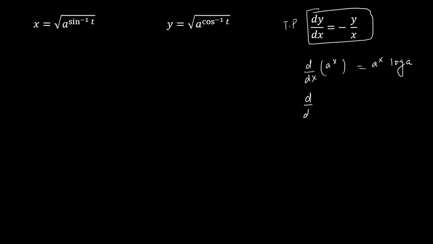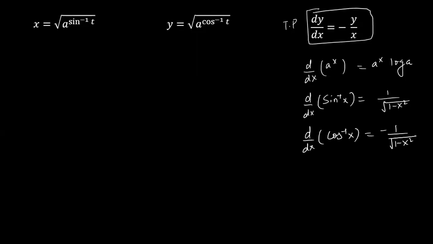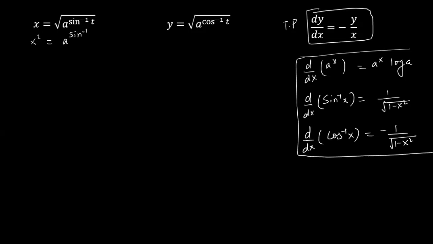Also, derivative of sine inverse x is 1 over square root of 1 minus x square. Also, derivative of cos inverse x is negative 1 over square root of 1 minus x square. We use these formulas while finding derivative of x and y. So x is this much. We can rewrite this as x square equal to a raised to the power sine inverse t.